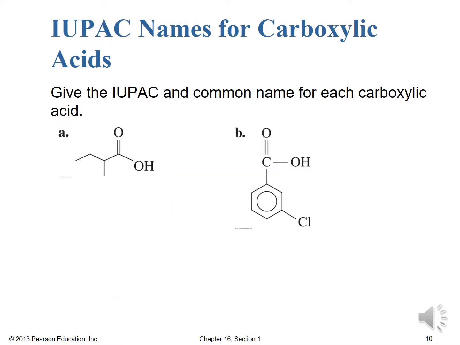Okay, so let's practice a little bit here. We've got 2 structures, and our task is to give the IUPAC and common name for each carboxylic acid. So we see A, we have a straight chain. It's actually a branched alkane. There is a substituent there. And then B is an aromatic carboxylic acid with a chloro group. So let's see how we name these things.